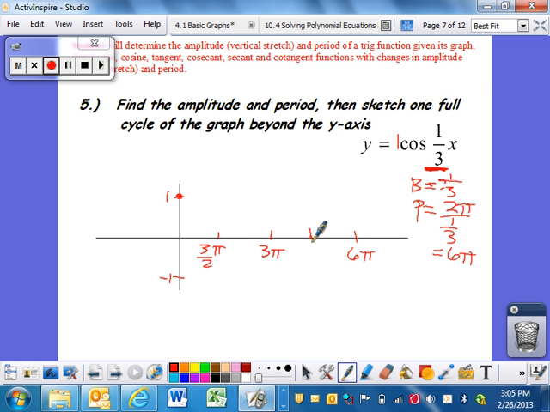So we end up adding 3/2 of that, and it's going to end up giving us 9 pi over 2. And then again, we can just follow our same exact pattern. We started at 1, we go to 0, we come down to -1, back up to 0, and back up to 1.